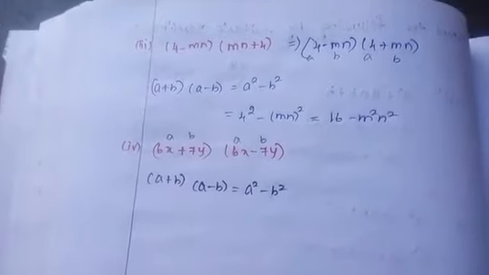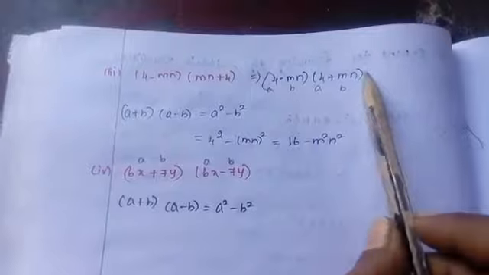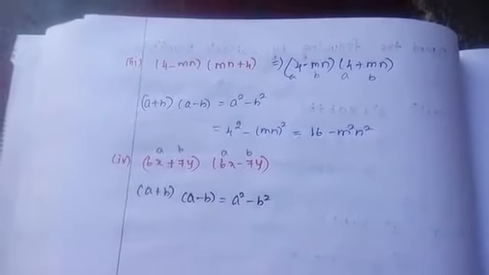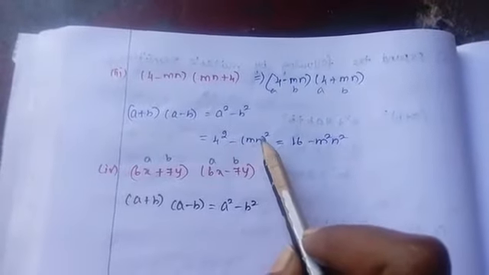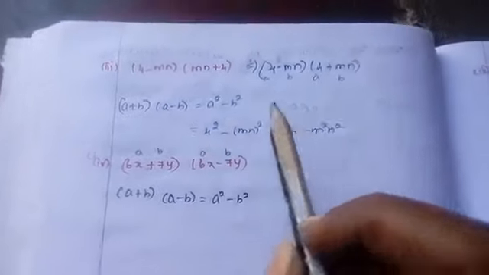Next sum, 4 minus mn and mn plus 4. Which one is minus? Mn is minus. So change to write as 4 minus mn, 4 plus mn. A is 4, b is mn. So (a plus b) into (a minus b), a squared minus b squared, 4 squared minus mn the whole square. 4 squared 16, m squared and also n squared.